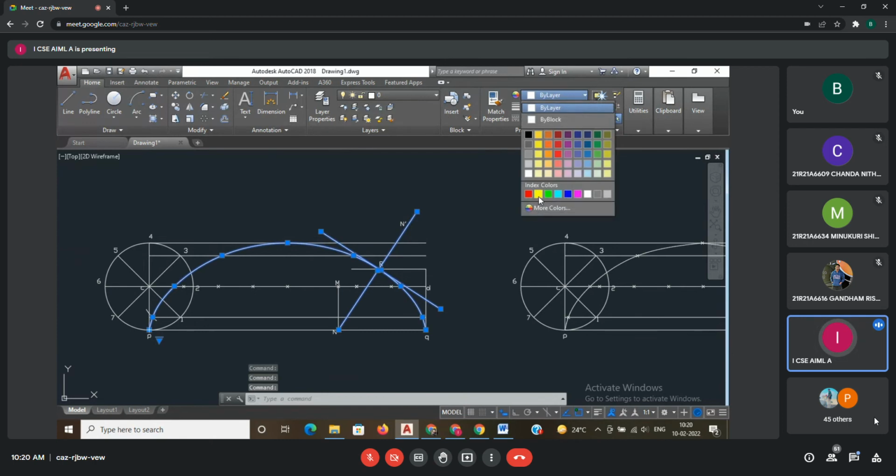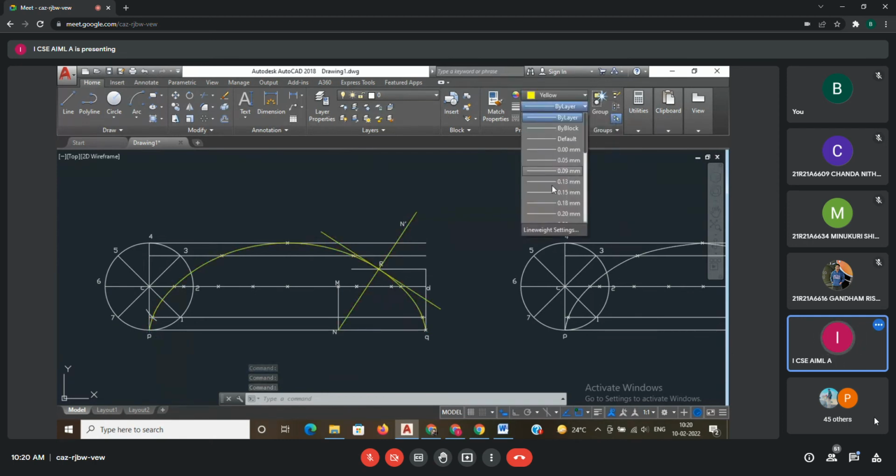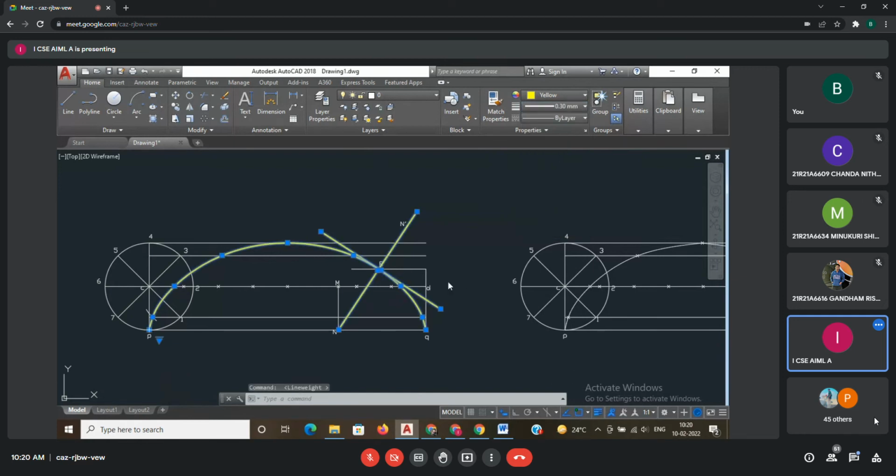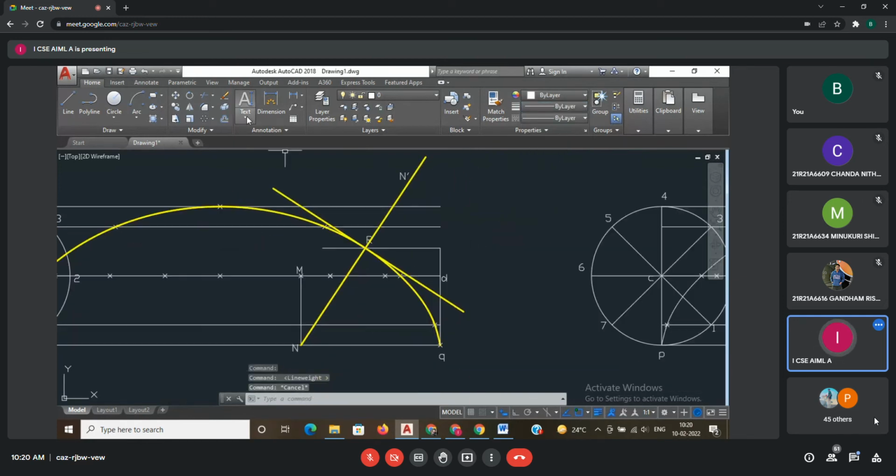Go for colored one and bilayer. Okay. This is your tangent, your T dash tangent.